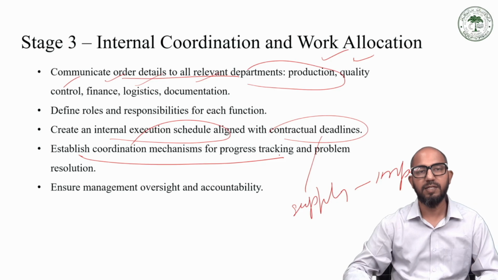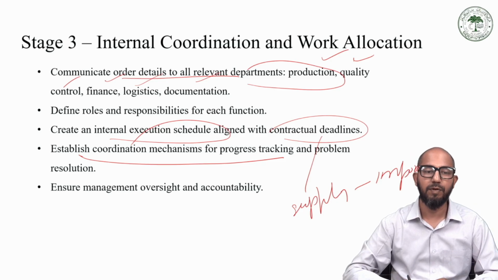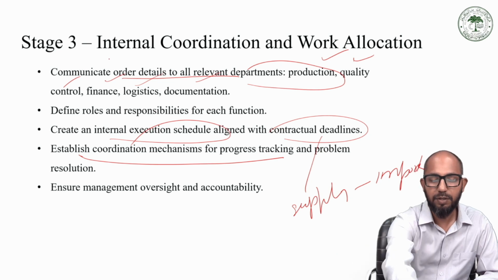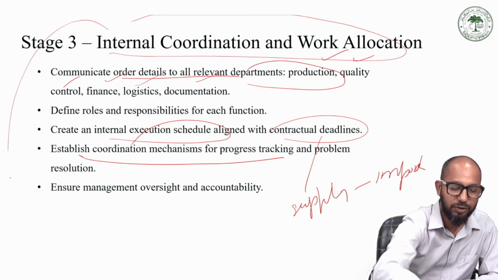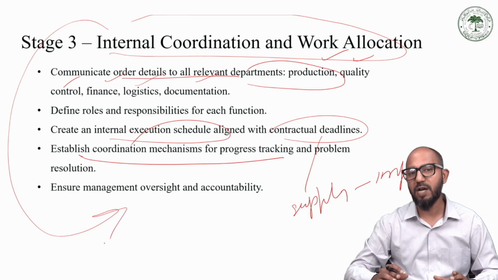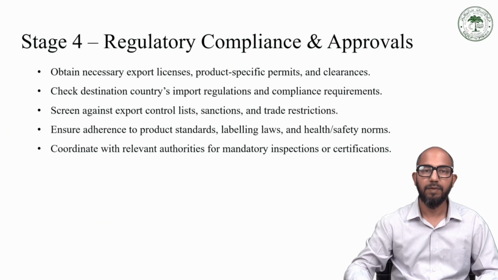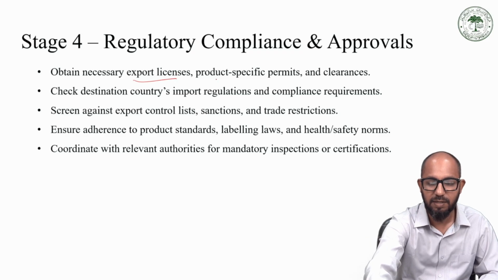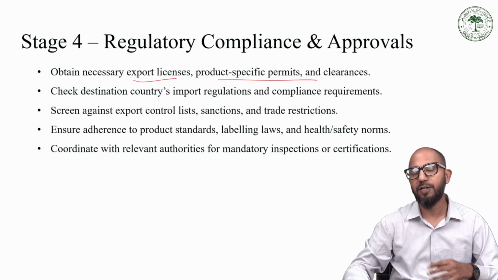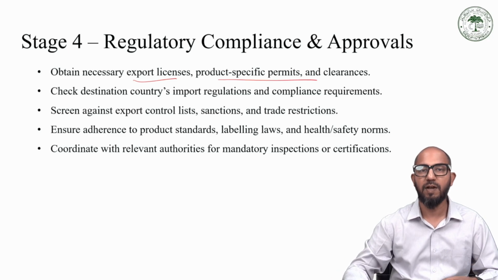It also includes establishing coordination mechanisms for progress tracking and problem resolution. In a nutshell, the internal coordination and work allocation stage ensures management oversight and accountability in the orders. The next stage is the regulatory compliance and approvals stage. In this stage, the exporter obtains necessary export licenses, product specific permits, and clearances so that the goods which have been promised may be supplied to the buyer.